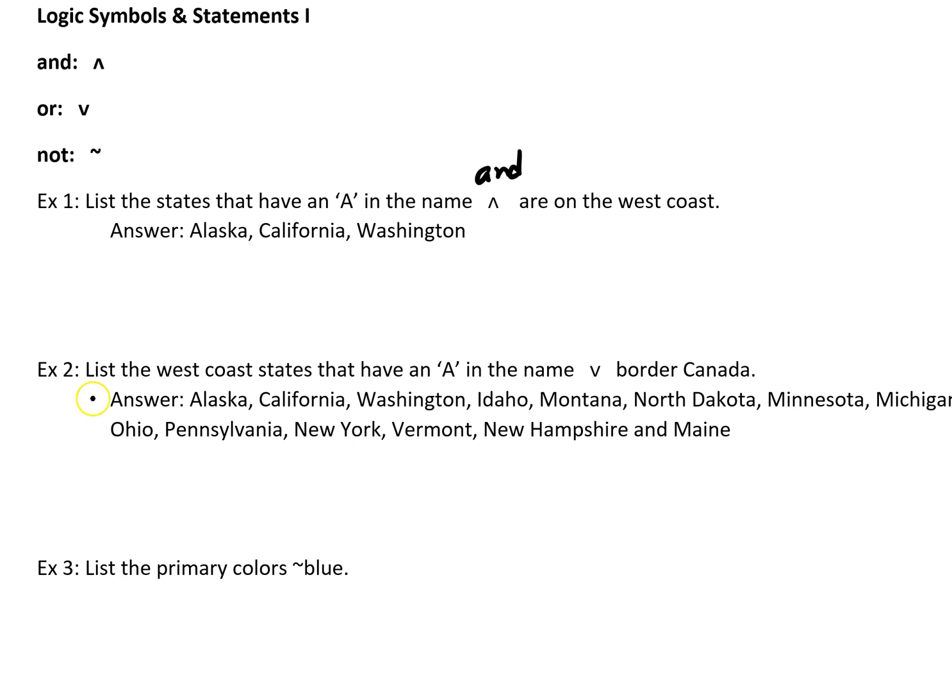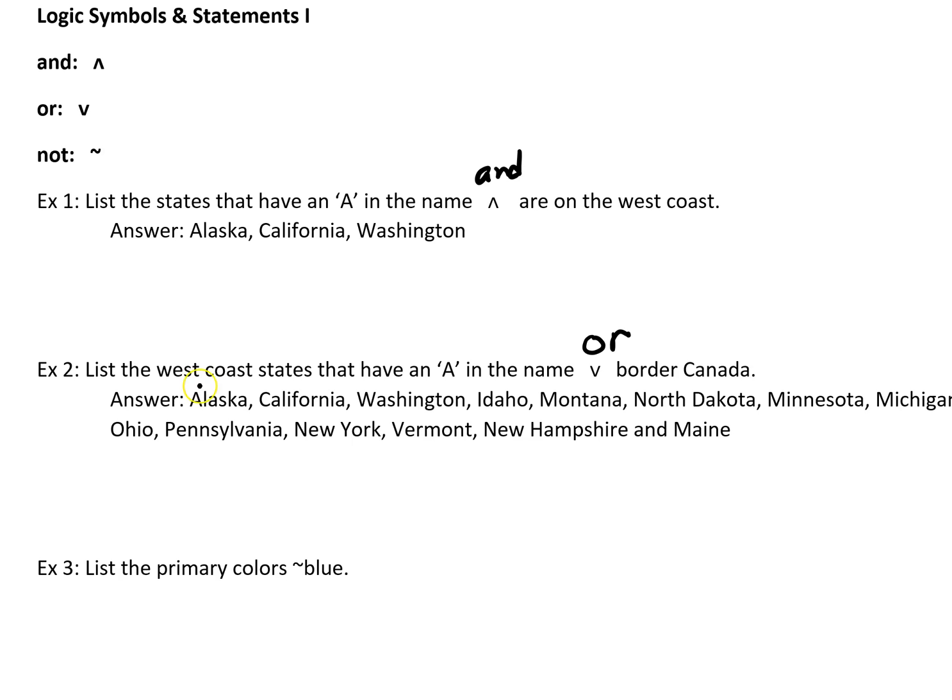Example 2. List the West Coast states that have an A in the name or border Canada. What this is to be interpreted as is think of all those states that we had earlier in example 1, Alaska, California, and Washington, or think of all the ones that border Canada. So there's some overlap in those two ideas.